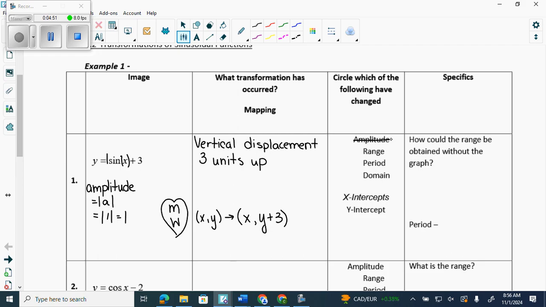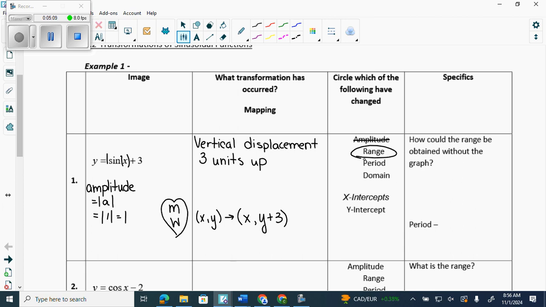-1 to 1 moved 3 up. 2 to 4. Right? So my range is going to change. Is the period of the graph going to change? Period is how long it takes to repeat itself horizontally, right? So that's 360 degrees, or 2 pi if it's in radians.